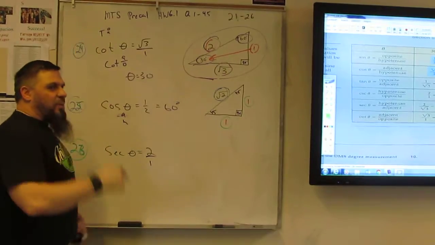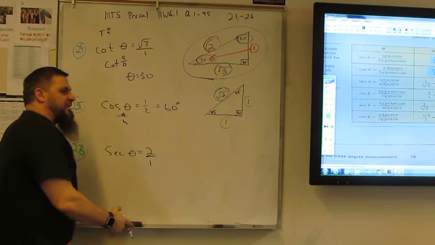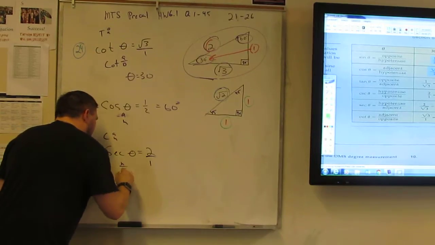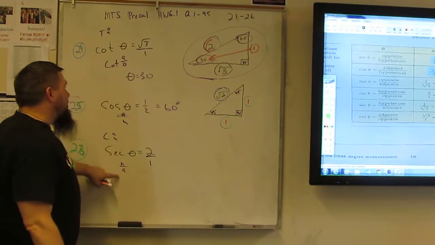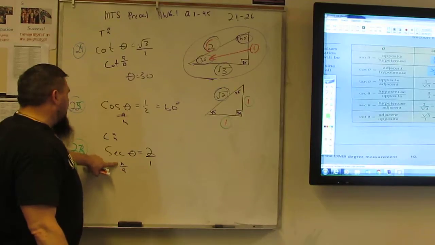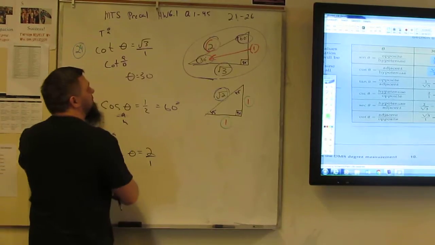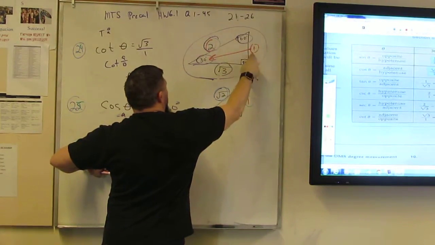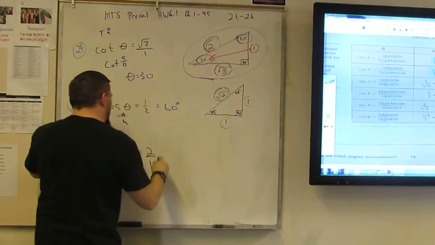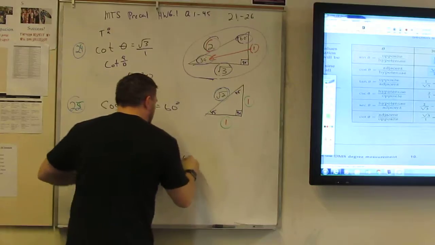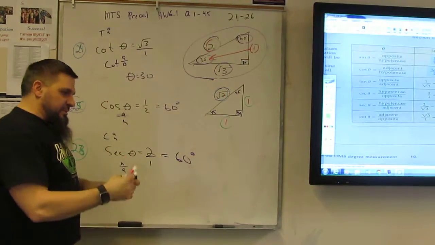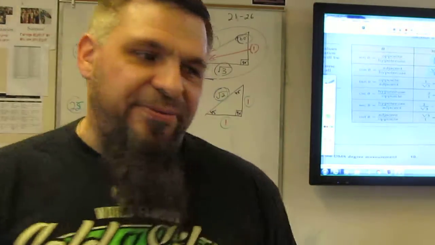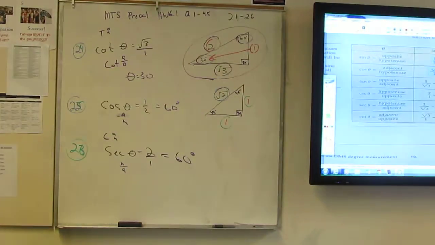But let's think, what is secant? Secant's the opposite of cosine, so this is hypotenuse over adjacent. So the hypotenuse is 2 over 1, and this is adjacent to it, so that means it is 60. Okay? Does that make sense or no? It does. Was that a little too fast on that last one? I just need some practice.